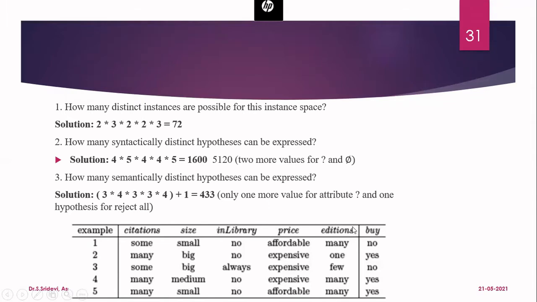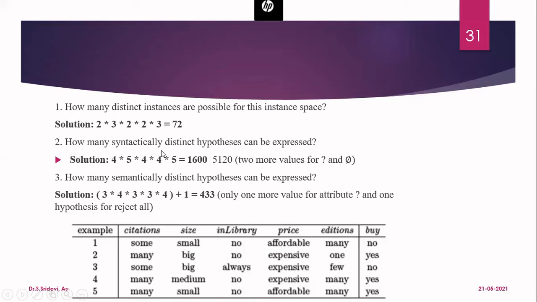For the last attribute, edition, I have many editions available: 1 edition, few editions, so 3 different values. Write 3. If you multiply these, the number of distinct instances possible for this instance space will be 72. That means at the maximum, you will have 72 unique examples. Some can be repeated, but we are talking only about distinct instances. It is 72.